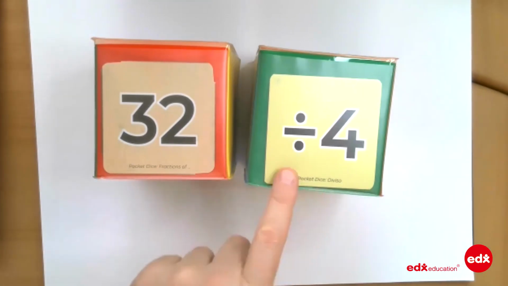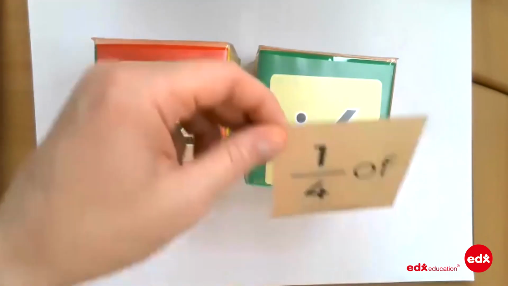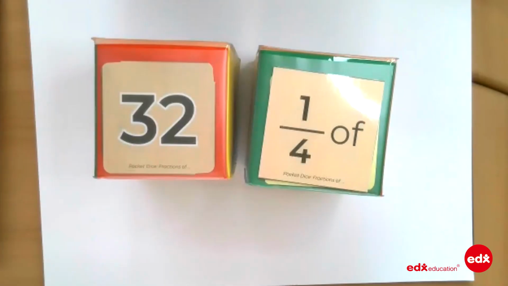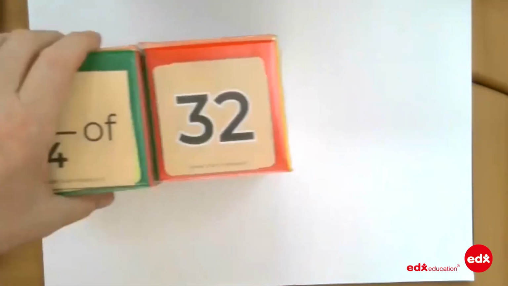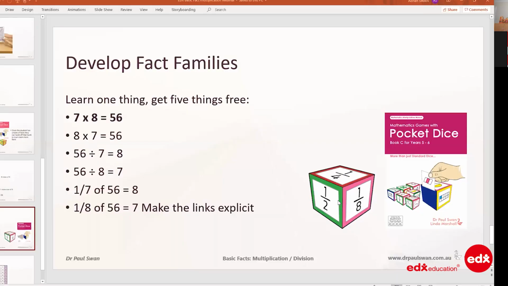If we understand dividing by 4, then we can start making some substitutions. For example, I could slide into this pocket dice 1/4 of, and so now we're going to do 1/4 of 32. So it's still the same basic fact that's underlying it. What I'm trying to do is link it to as many different versions of the same thing. So basically, one of the key ideas that we're talking about here is what's called fact families. And so that's what we were doing with the pocket dice.